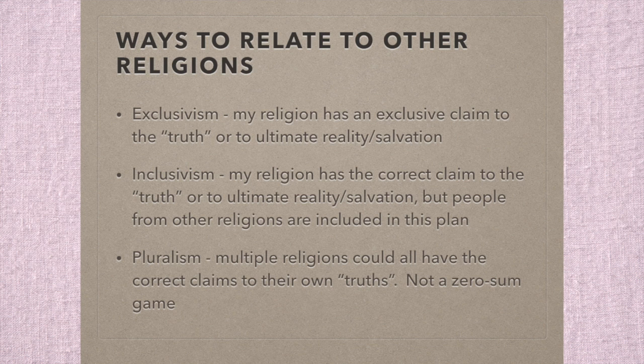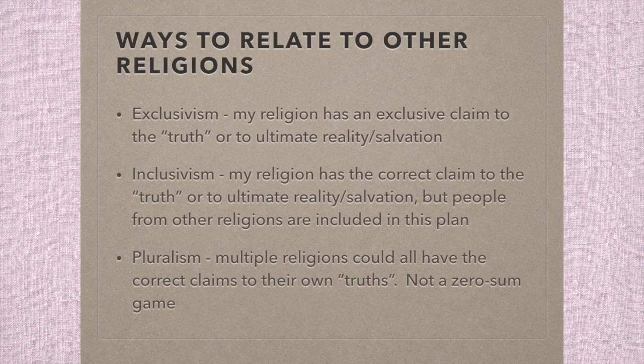Second, inclusivism means my religion has the correct claim to the truth or to ultimate reality and salvation, but people from other religions are included in this plan. So this might mean that a Catholic person would view other religions as maybe not necessarily the correct claim to the truth, but could say that because those religions are also productive of quality human lives that promote human dignity, then those persons could be included in God's plan for salvation. So that's the second possible option of relating to other religions.